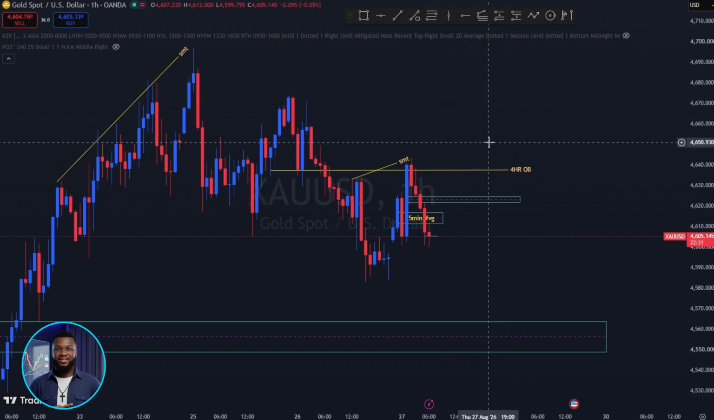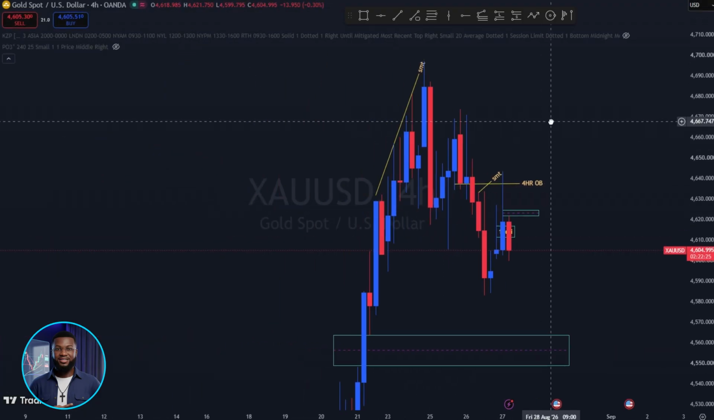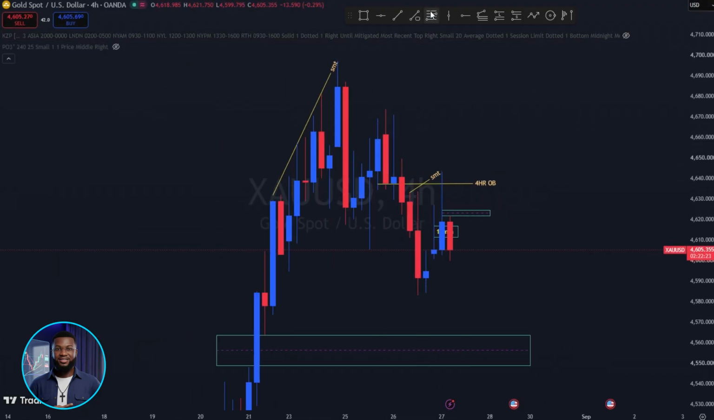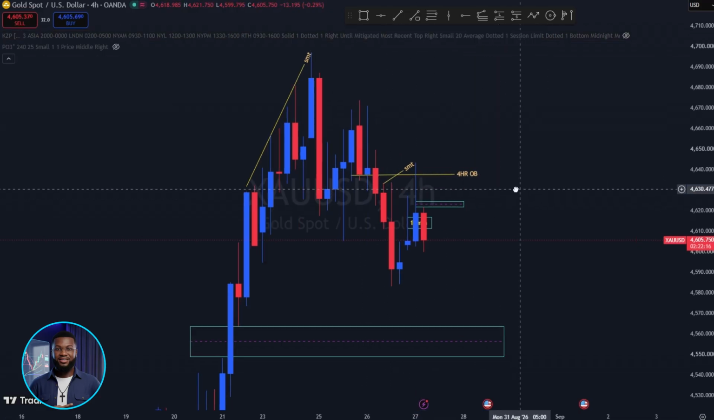Now what do we see? We see a key order block. Let's go to the 4-hour. We see a key order block right here. Yes, this is where you see the key order block, and I've labeled it the 4-hour OB.